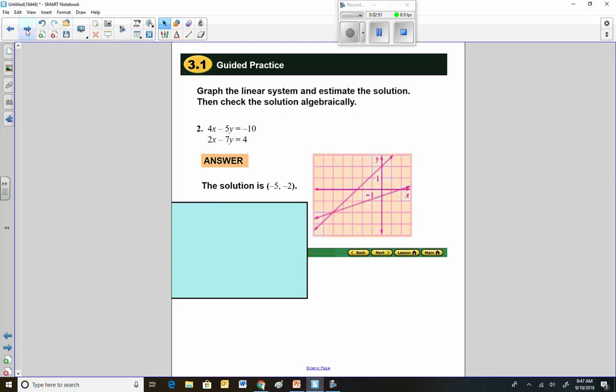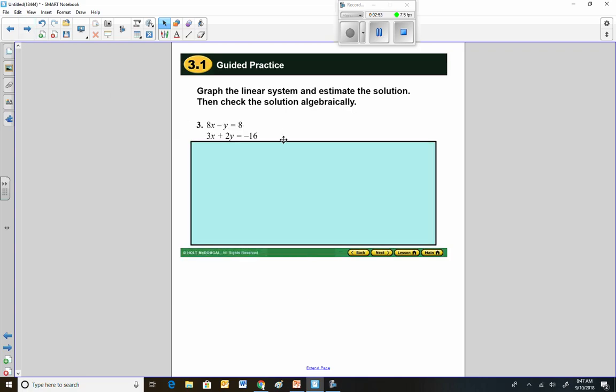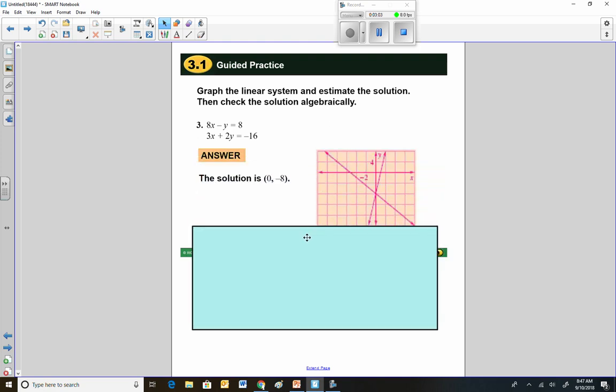All right, one more try. Graph these 2 equations, and let's see where they intersect, and that should be the solution. Pause your video, give it a try. Welcome back, and voila, they intersect at 0, -8, so that's the solution to both equations. The system of equations, I should say.